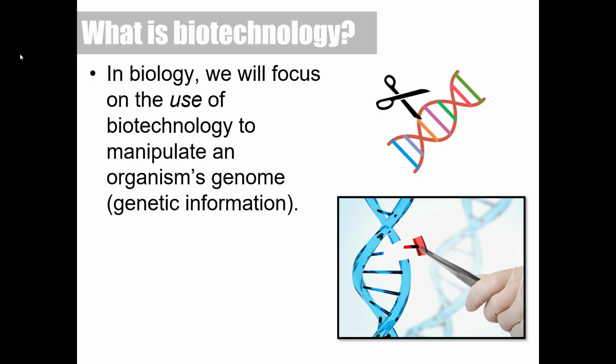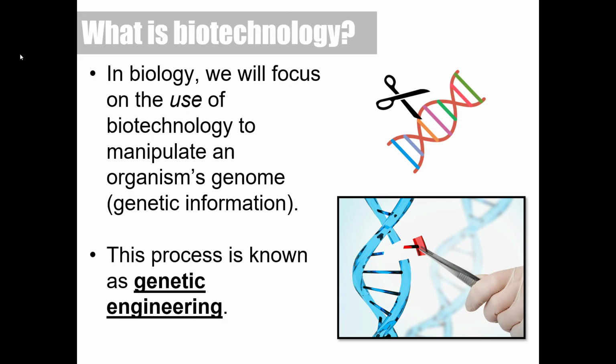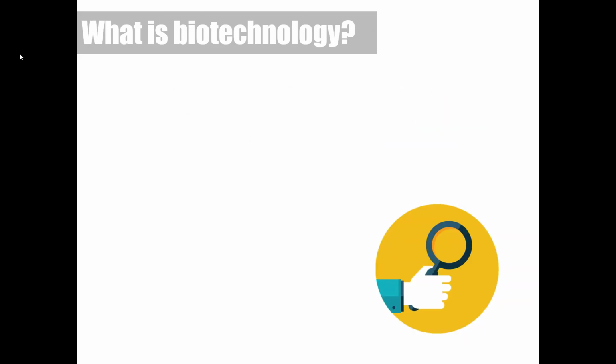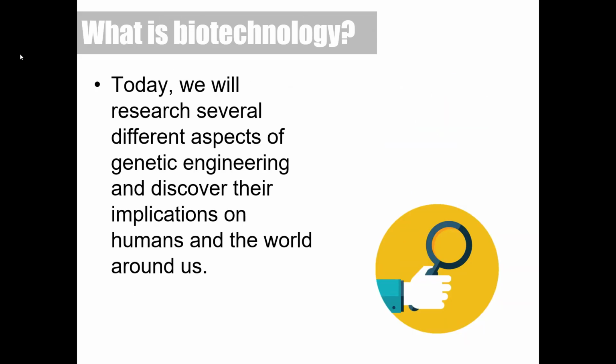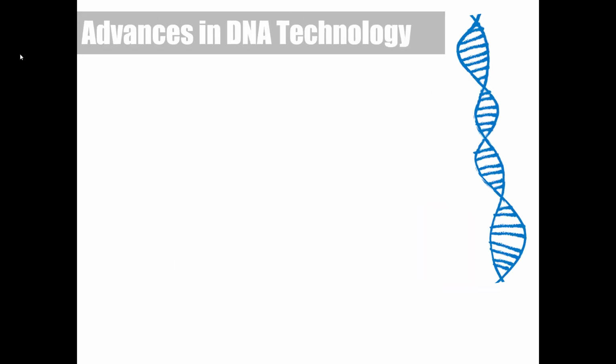Now, in biology, we focus on the use of biotechnology to manipulate an organism's genome. So an organism's genome, when we say this, we're referring to an organism's genetic information. And so when we use biotechnology to manipulate an organism's genome, we call this genetic engineering. Now, today we're going to research several different aspects of genetic engineering, and we're going to discover their implications on humans and the world around us. And there are tons of different examples and ways that genetic engineering is being used today, but we're going to focus on three categories: agriculture, medicine, and forensics.